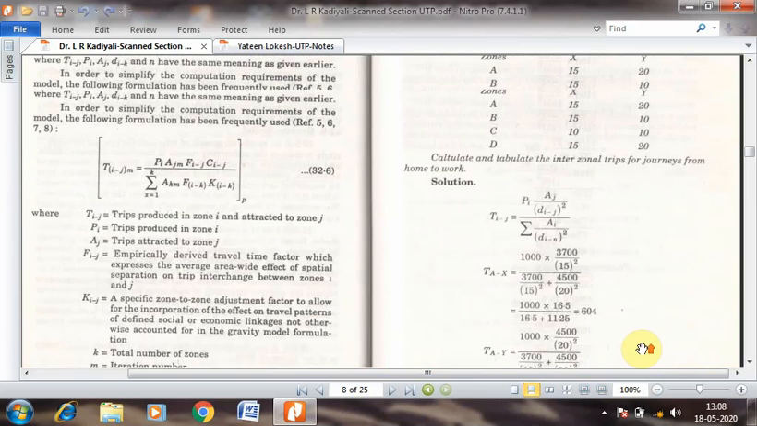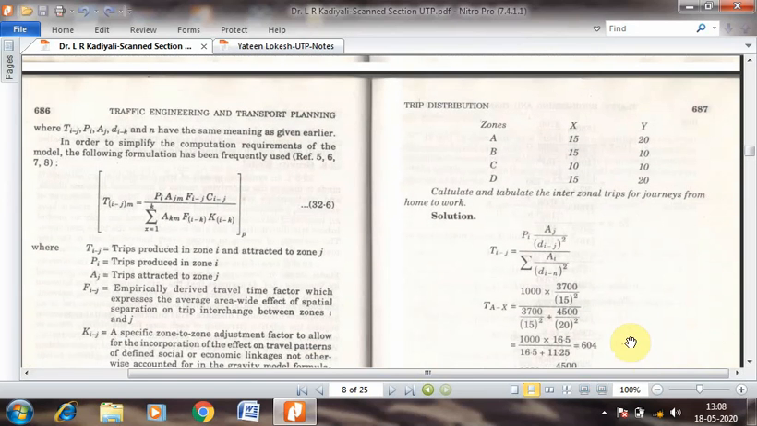So it is known that the attraction between the zones is inversely proportional to the square of the journey time, that is d raised to 2. Again, that d here is the time of travel. The journey times in minutes from home to work are being given like this. So this is in terms of minutes.